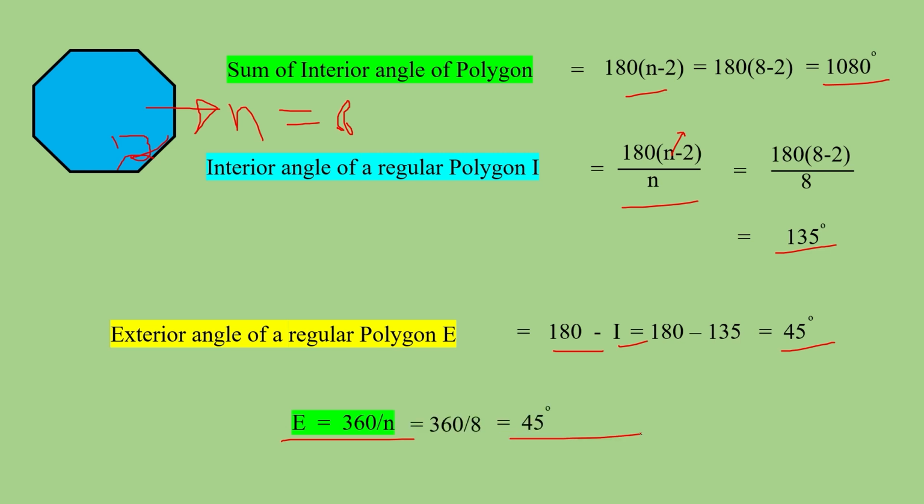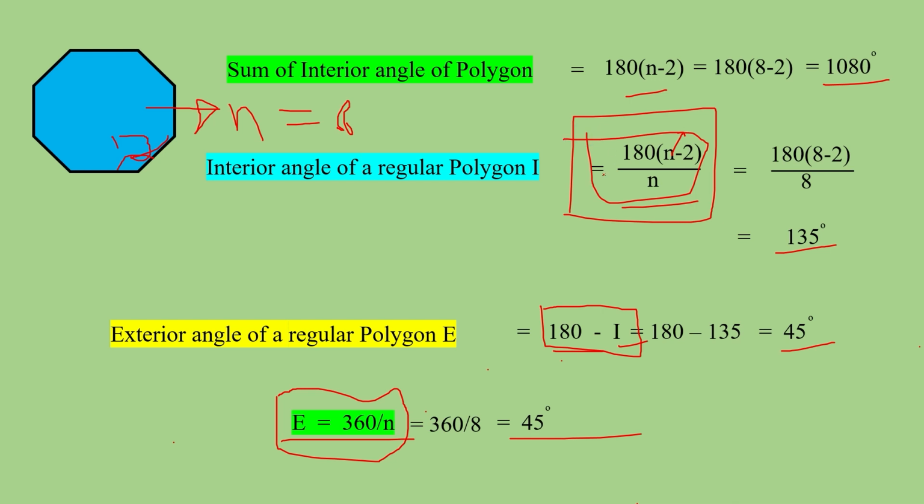So we can calculate the exterior angle by two methods. One is this method, and another is this method. By using these two different methods, we can calculate the exterior angle of any regular polygon. But if you want to calculate the interior angle of any regular polygon, by using this formula, we can calculate the interior angle of any regular polygon.